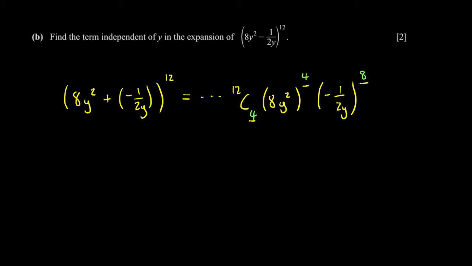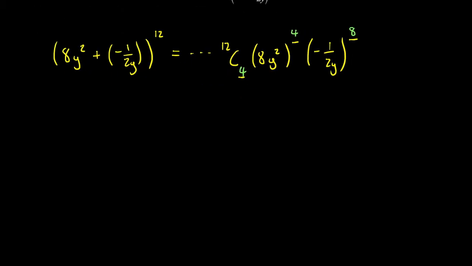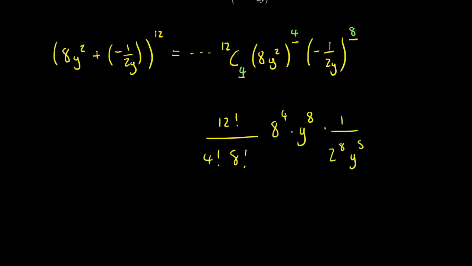So then let's try to go through it. We've got 12c4. What's 12c4? It's 12 factorial over 4 factorial times 8 factorial. We've got 8y squared all to the power of 4. So that's going to be 8 to the power of 4 times y to the power of 8. And then we've got negative 1 upon 2y to the power of 8. What's going to happen there? Firstly, the negative is going to become positive because we've got an even power. And so here we're going to get 1 over 2 to the power of 8, y to the power of 8.